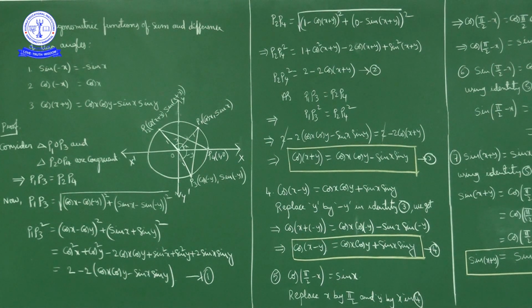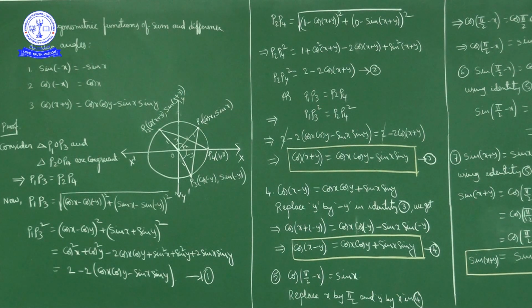It's a very, very important formula. All formulas are important, all identities are important. Cos(x+y) is equal to cos x cos y minus sin x sin y. Compared to proofs, these identities and formulas are very important. Cos(x+y) is equal to cos x cos y minus sin x sin y.